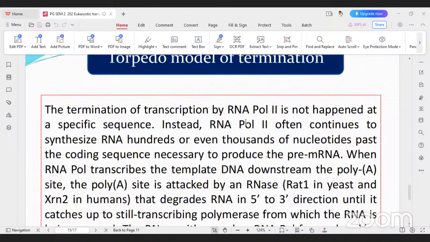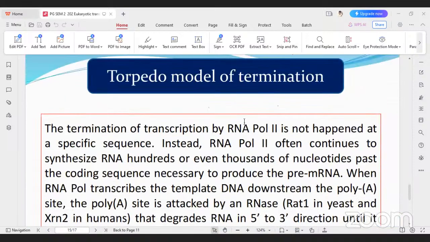Termination. Termination has two models, the torpedo model and the allosteric model. First of all, let's complete the torpedo model. In our book also, that's not given, I think. Elongation is clear.